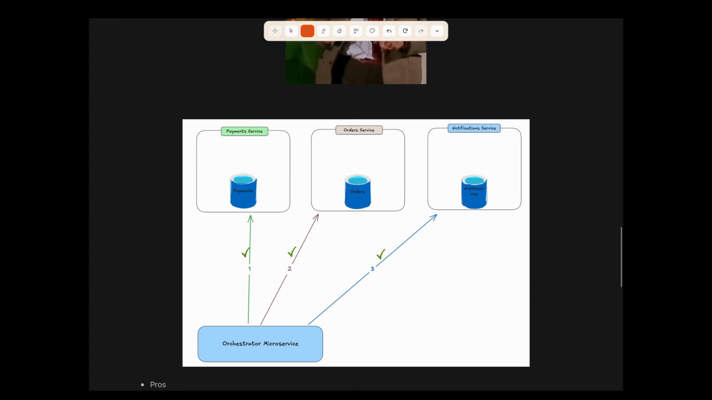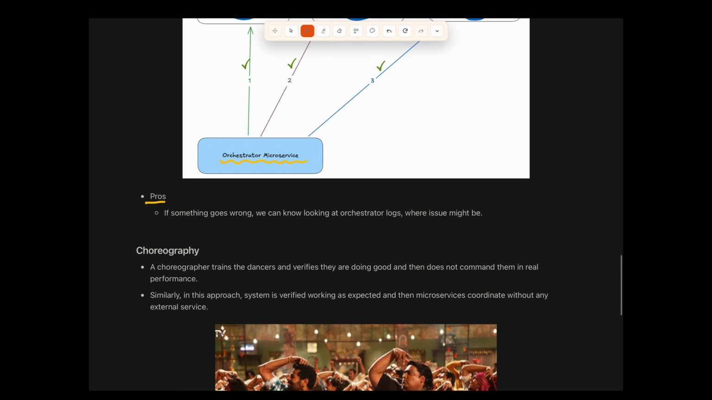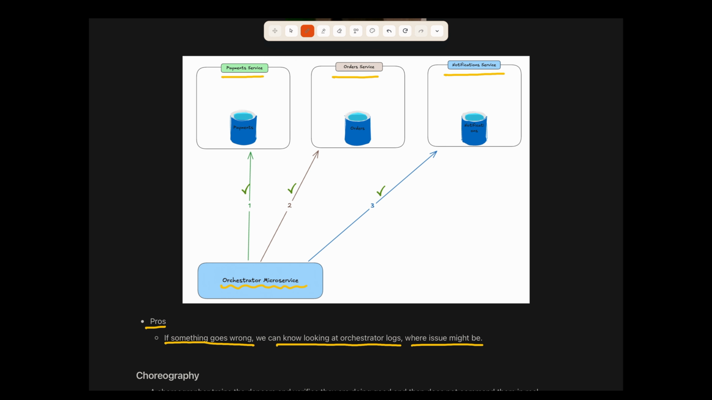Similarly, there is an orchestrator microservice, or the coordinator, and it coordinates between the services: payment service, order service, and notification service. Now, what are the pros? If something goes wrong, we can know by looking at the orchestrator logs where the issue might be. This orchestrator is communicating with all the services. In this diagram, 3 services are there. If something goes wrong, this orchestrator will have the logs, which will be helpful for debugging.